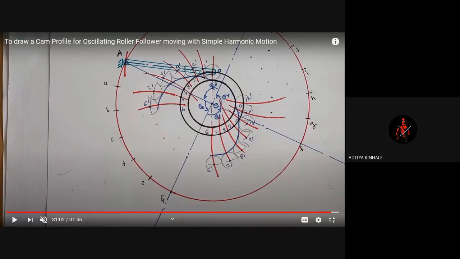Sir, how did we mark the first position of the roller? As it is a radial follower, the first position must pass through the cam center. Draw a perpendicular through cam center O, a vertical line through O. Whenever it cuts the prime circle, that point is your roller circle. It is not only for this, for any radial follower the first position is that only. Just draw a vertical through the cam center.